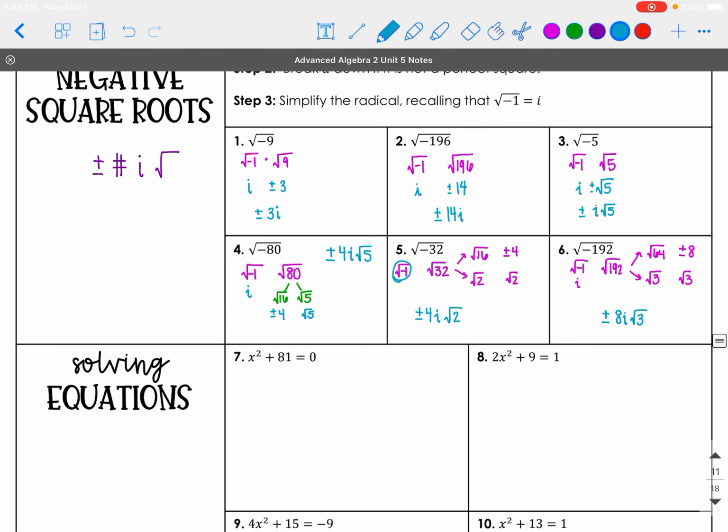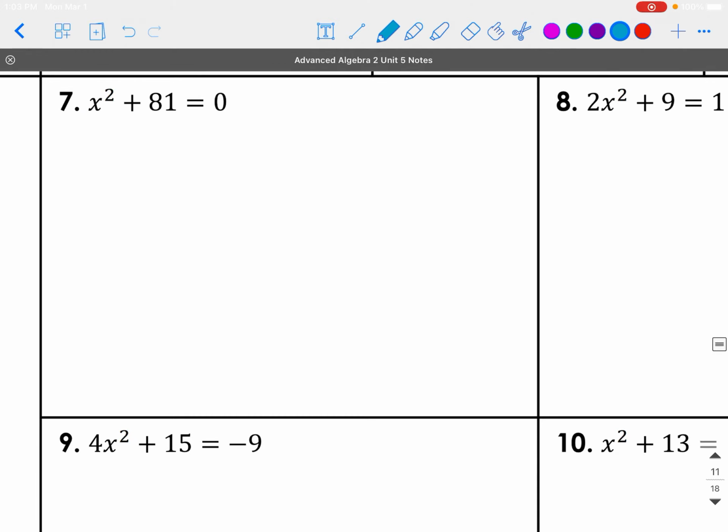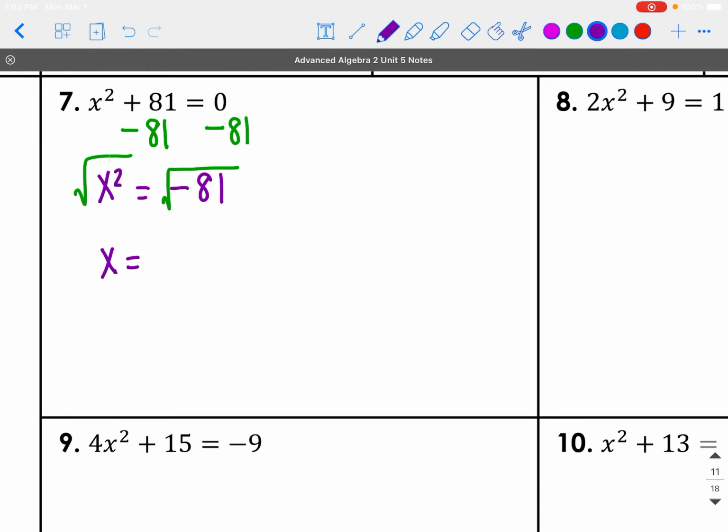So now we're going to use that to find the x-intercepts of some of these quadratics. So x squared plus 81 equals 0. I need to subtract 81 from both sides. That gives me x squared equals negative 81. And then taking the square root, x equals plus or minus 9i. If you can do it in your head without having to break it down into the square root of negative 1, that's okay. You can just write 9i.